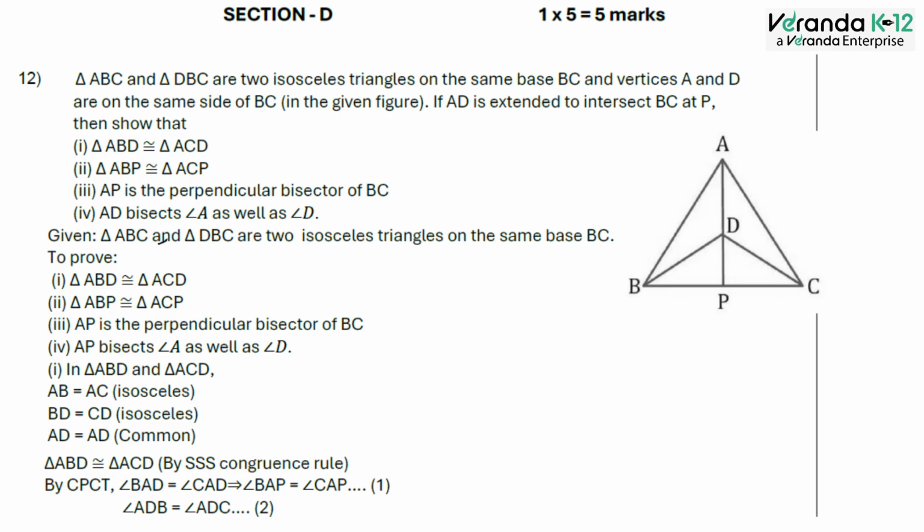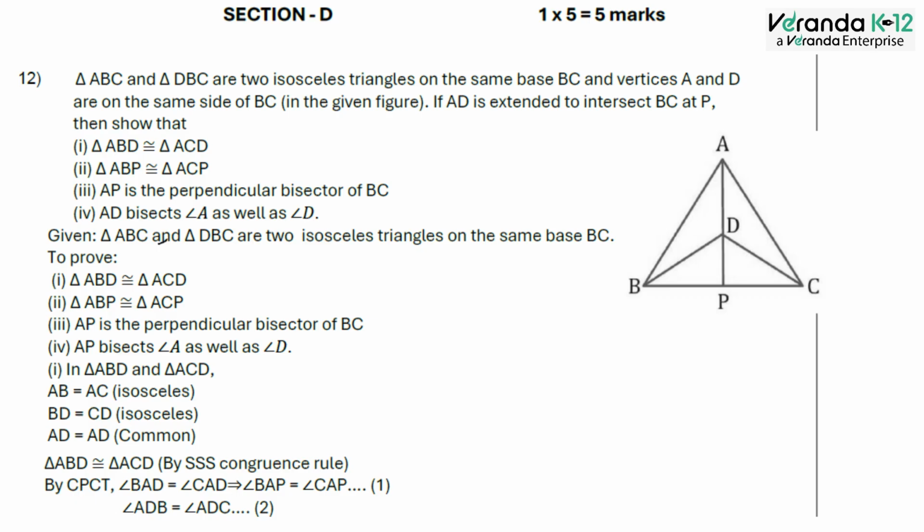If AD is extended to intersect BC at P, then show that triangles ABD and ACD are congruent, then we have to prove AP is the perpendicular bisector of BC, then we have to show AD bisects angle A as well as angle D. So first, given that ABC and DBC are two isosceles triangles on the same base, we have to prove all the given terms. First one, consider triangle ABD and then triangle ACD.